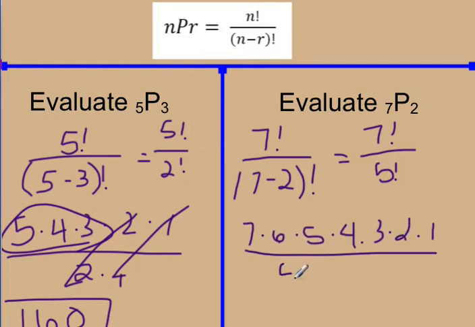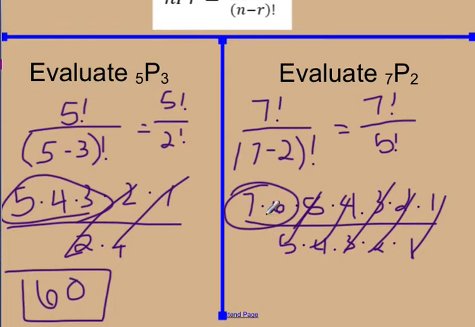Then on the bottom, 5 factorial. So then what I'm going to do is cancel out everything from 5 on down because it's on both the top and the bottom. So all I'm left with is 7 times 6 on the top. Well, 7 times 6 is equal to 42. So 7 permute 2 is going to be 42.